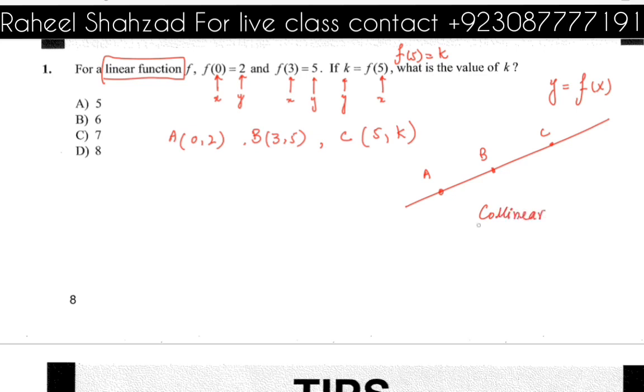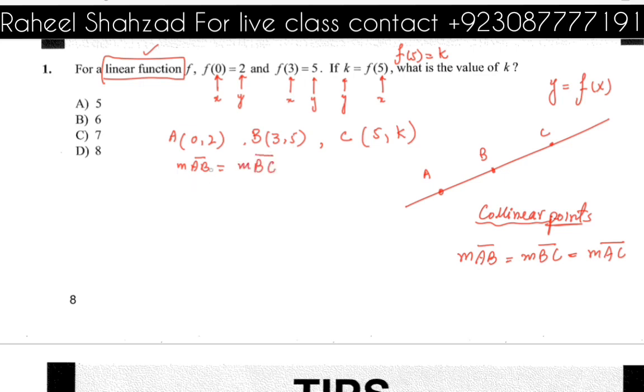Collinear points are the points that lie on one straight line, and since it is a linear function, it is representing a straight line. So the gradient of AB must be equal to the gradient of BC. We could also use the gradient of AC, in case you require it, but right now we will simply do the gradient of AB equal to the gradient of BC.